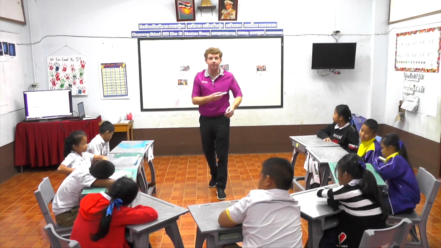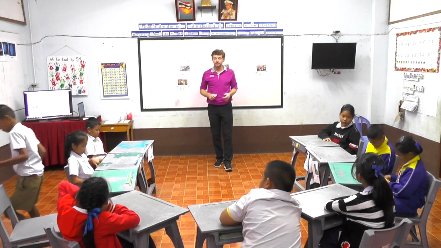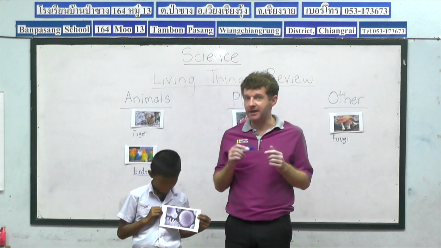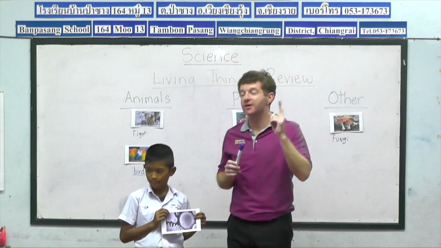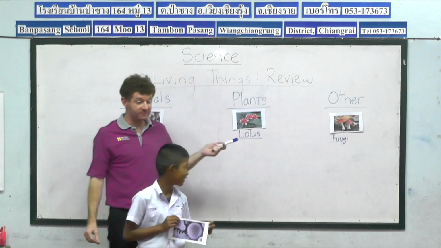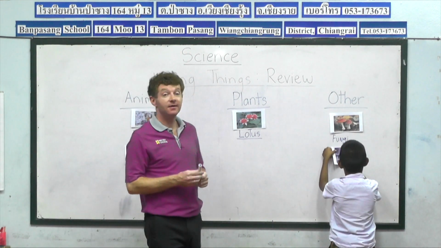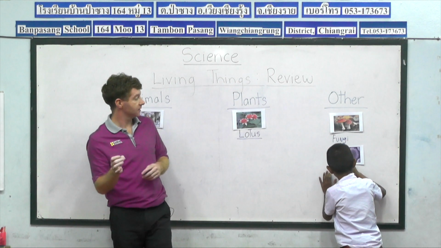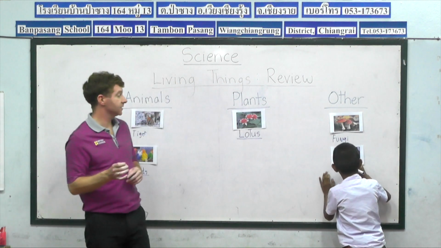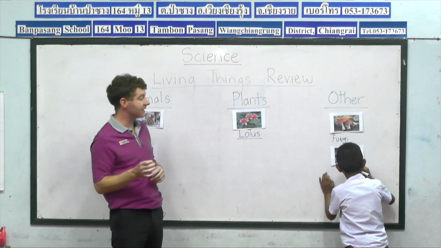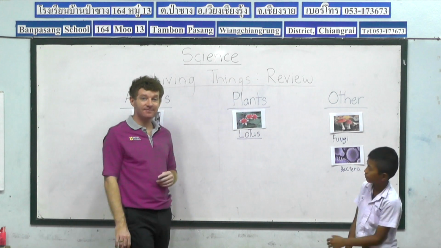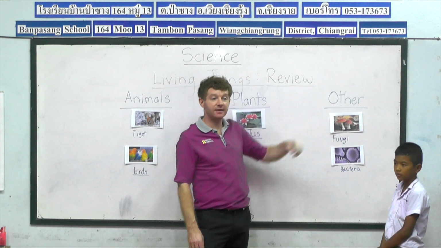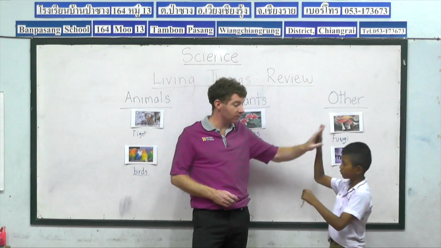Next one, let's see. Okay, now it's Pat's turn. I wonder what Pat has on his picture. Let's have a look and find out. Pat, can you show it to class? Bacteria. Other. Bacteria, other living things. Well done. So Pat, can you place it in the correct category for me? Excellent. And now Pat will correctly spell bacteria. B-A-C-T-E-R-I-A. Pat, that's excellent. Correctly spelled, and you can see bacteria, other living thing. High five and a big round of applause for Pat.